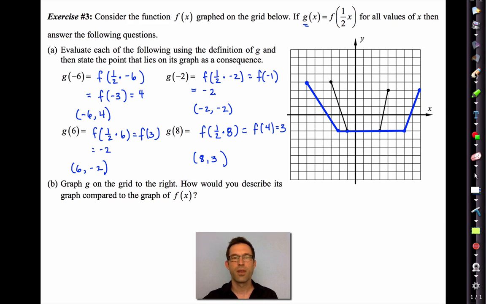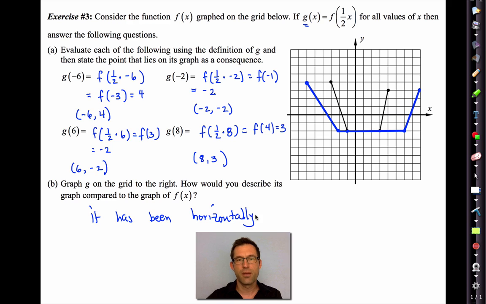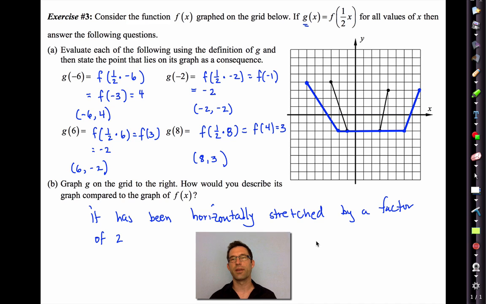And there it is. How would you describe this graph compared to the graph of f of x? It has been horizontally stretched by a factor of 2, stretched or dilated, right? We took that whole graph, took every x coordinate on it, and just went like this. Multiplied every one of them by 2, right? Every one of them. It's really cool, right?